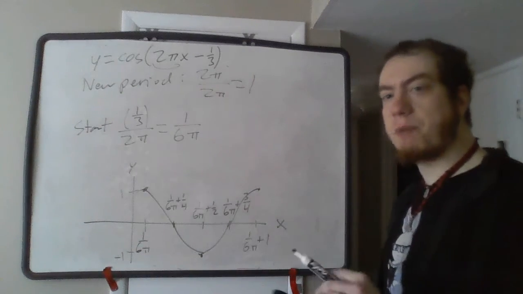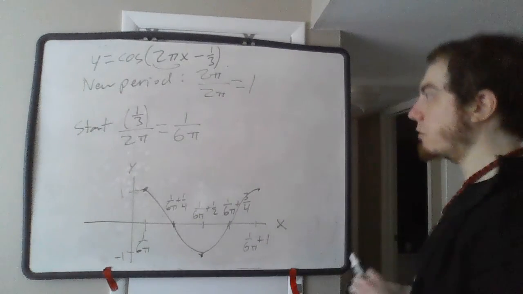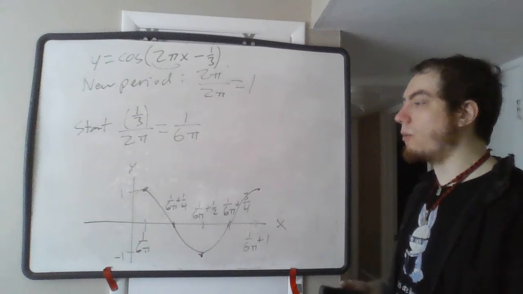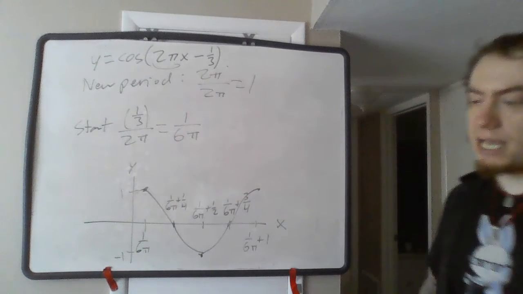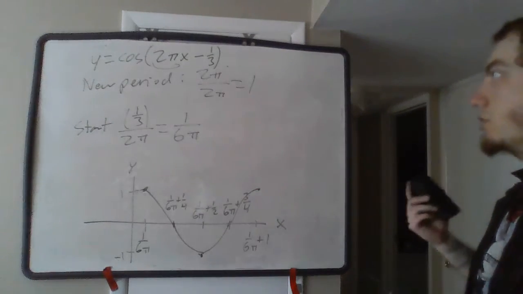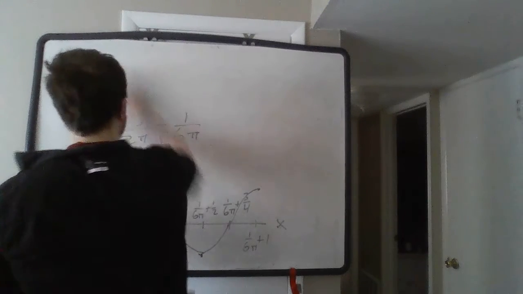Now, this is a good spot to maybe pause for a minute, take a little break, and then we're going to put all of these things together and give the general rule for how you graph a general sine or cosine function. All right.